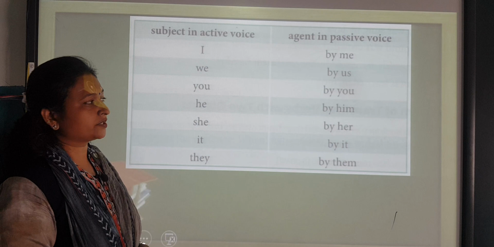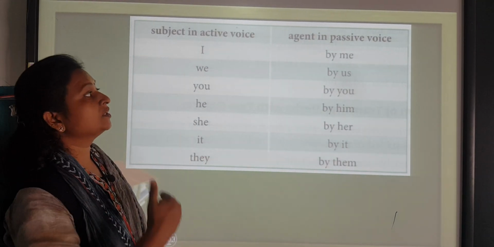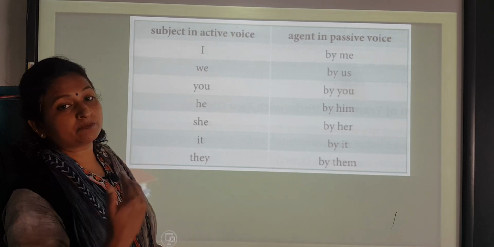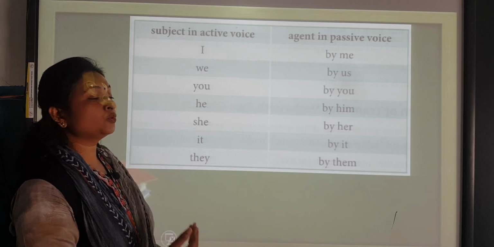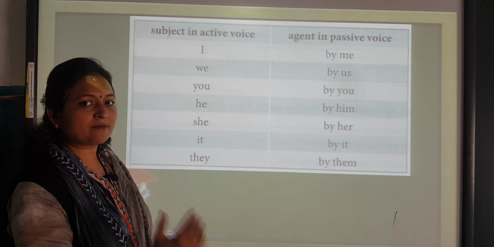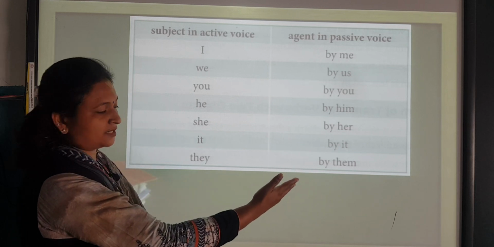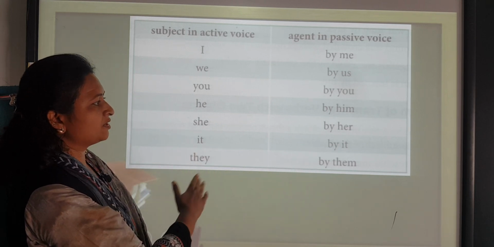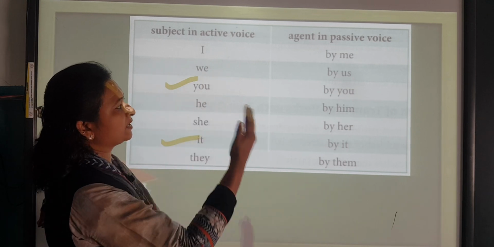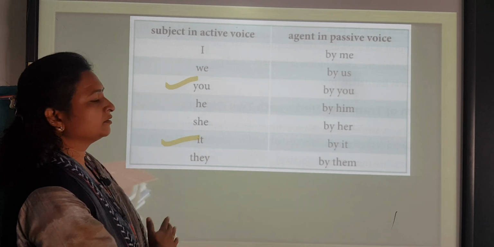Now this is a very important table which you need to learn, that in subject, if it is I pronoun, so when it goes to passive it will become by me, we will become by us, you by you, he will become by him, she will become by her. Okay, ये सब subject है और ये सब object की तरफ. It will be it, they will become them. That means you and it में कोई change नहीं है, बाकी सब में I will become me, we, us, he, him, she, her, they, them.